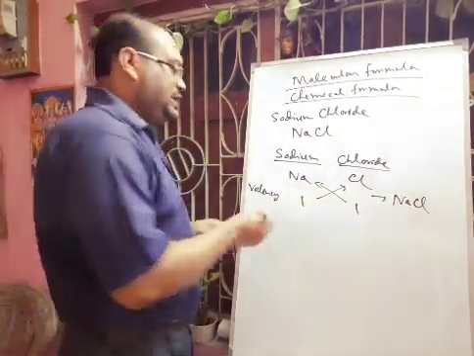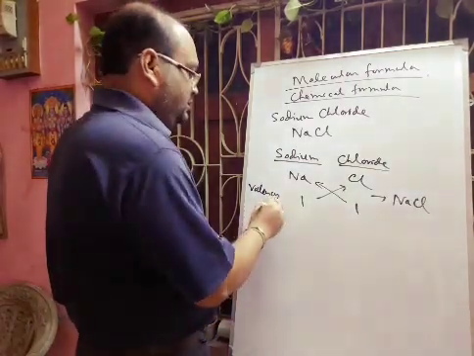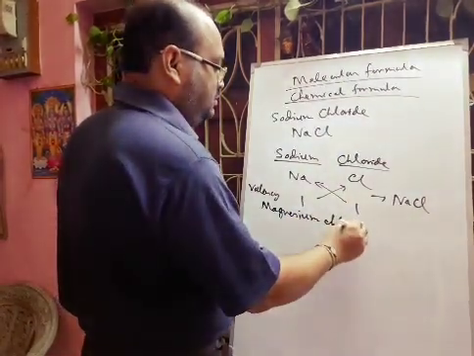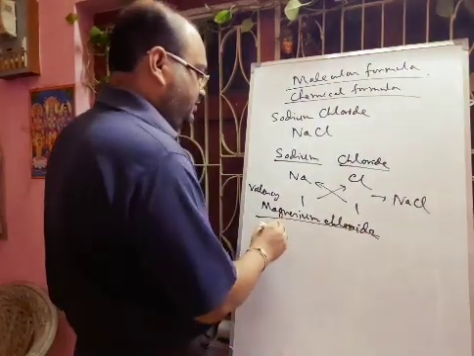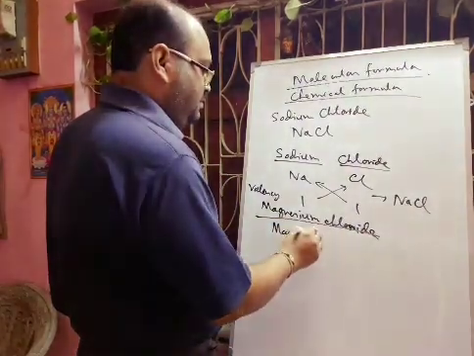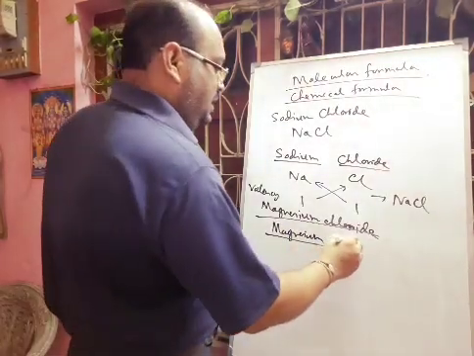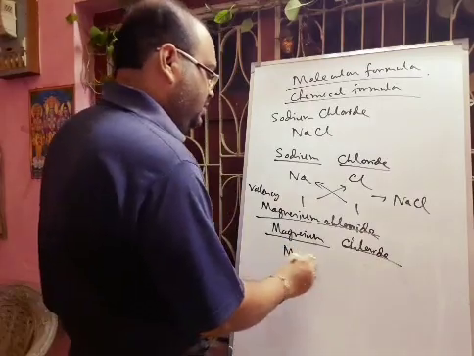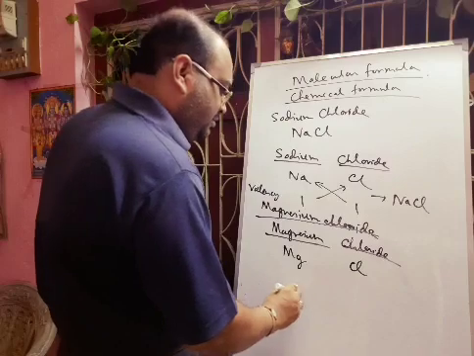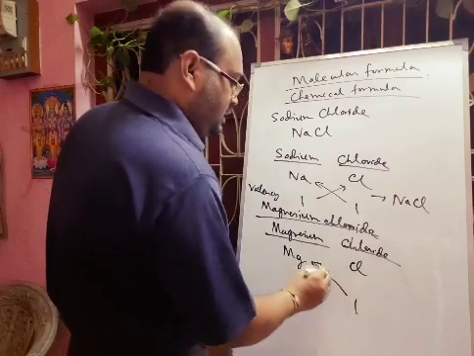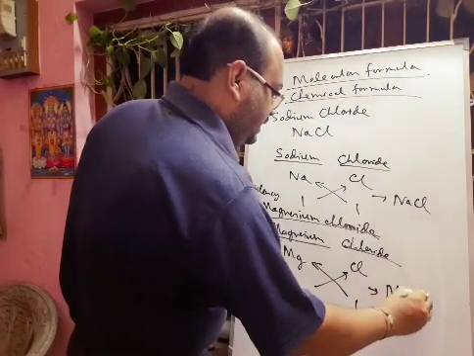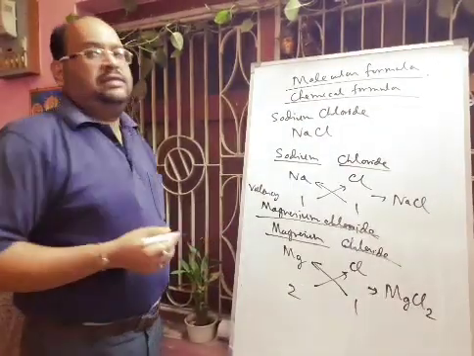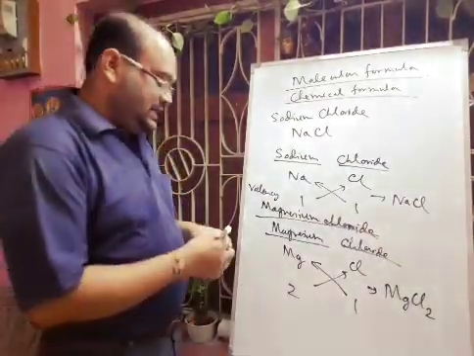Next, another example we are taking: writing the formula of magnesium chloride. So for magnesium chloride, first you will write magnesium. This is the basic radical, and chloride is the acid radical, okay. So magnesium is Mg, chloride is Cl. The valency of magnesium you have to remember, that is 2, and chlorine is 1. Then you have to interchange the valency and you will write MgCl2. So MgCl2 is the chemical formula of magnesium chloride. In this way you have to practice the formula writing.